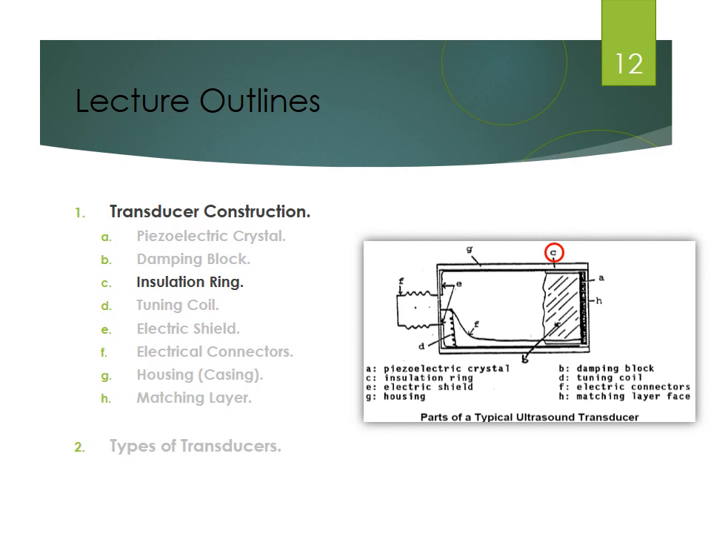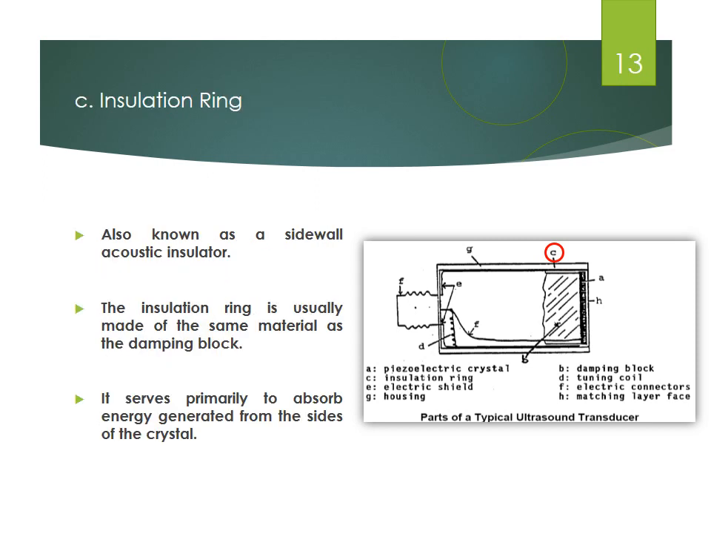The insulation ring's primary function is to absorb energy generated by the crystal's sides. Insulation ring is also referred to as a sidewall acoustic insulator. It's typically constructed of the same material as the damping block.